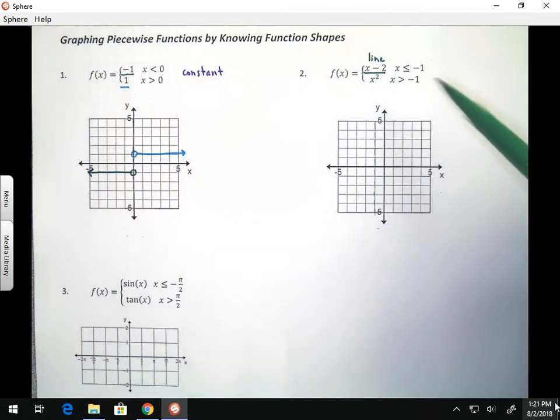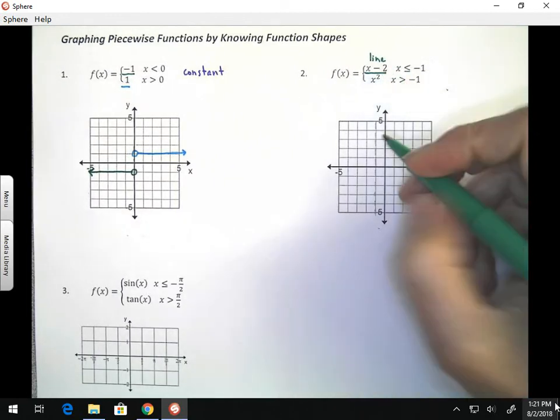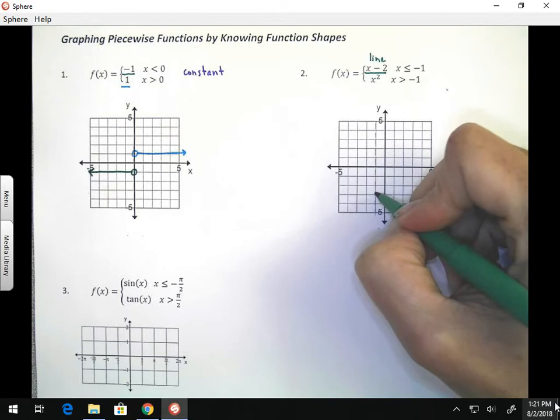Now, in my head, I'm kind of doing what I would do with a table. Beyond knowing what it looks like, I'm just going to test some points. So at -1, if I subtract 2, I have a -3. And I know that's going to be closed.